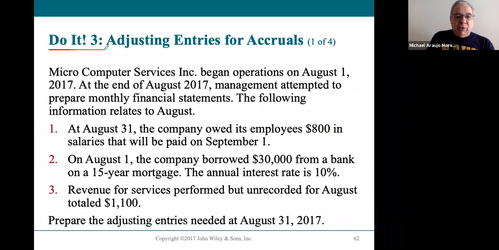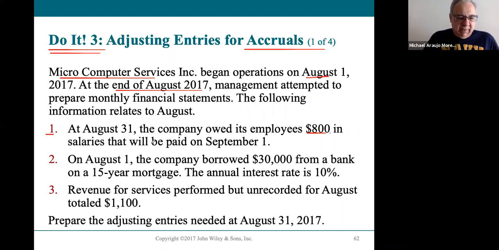So to look at learning objective 3, the adjusting entries we just went over are for accruals, right? Here we have, and there's 3 of them, only 3 to know. Here we have a company, Microcomputer Services. They began operations in August. And at the end of August, they want to make these adjusting entries. For what? Well, the first thing is they owe their employees $800 in pay.